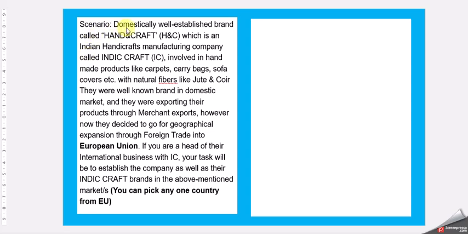The scenario is a domestically well established brand called Hand and Craft, an Indian handcraft manufacturing company called Indicraft, IC, involved in handmade products like carpets, carry bags, sofa covers, etc., with natural fiber like jute and coir. They were well-known brands in the domestic market and were exporting their products through merchant exports. However, now they decided to go for a geographical expansion through foreign trade into the European Union.